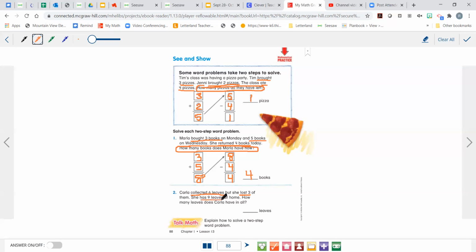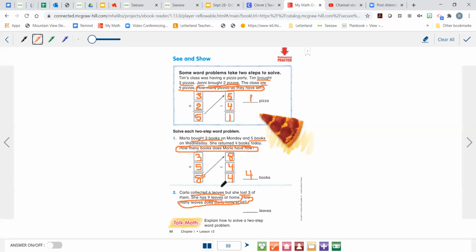Has 9 leaves. How many leaves does Carla have in all? All right. So Carla's out collecting leaves at the moment in this story. But then she already has some leaves at home. And we want to know how many, once she finds those out there and takes them home, how many will she have?